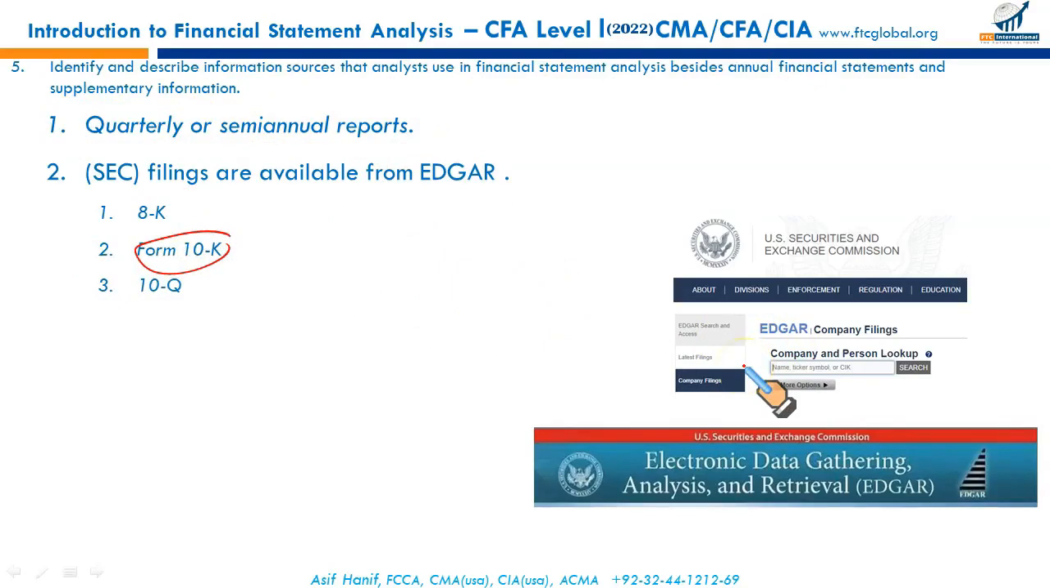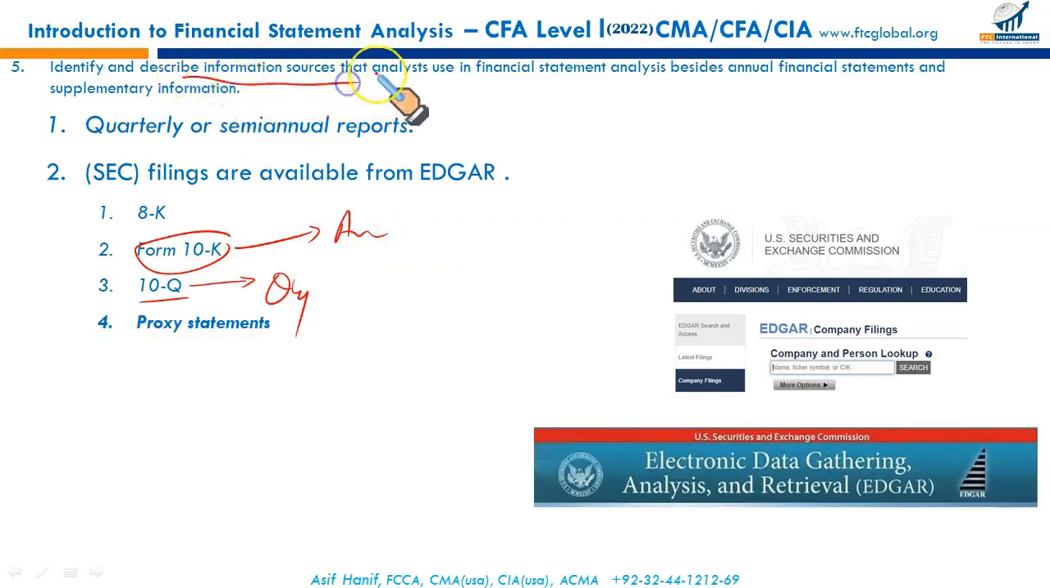Then we have Form 10Q as well. This form is submitted quarterly, but 10K is submitted annually. That's the only difference. And more or less they have the same information. So these are the additional information sources for me as an analyst other than your published financial statements.